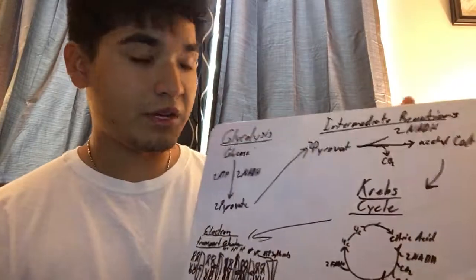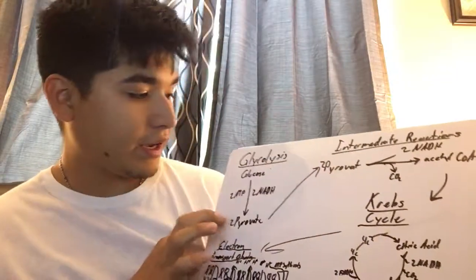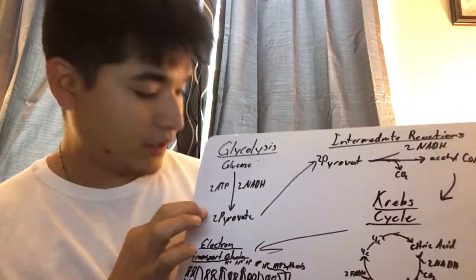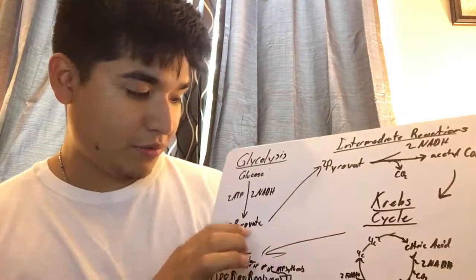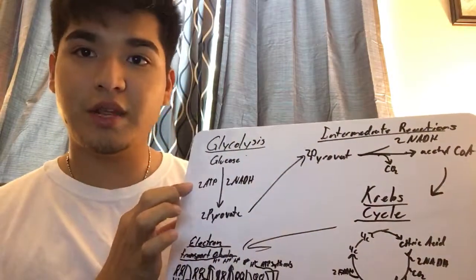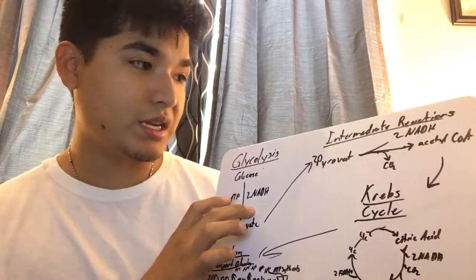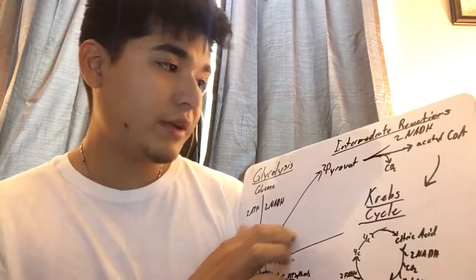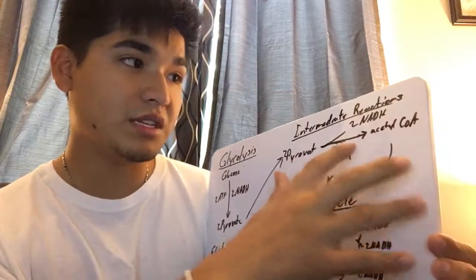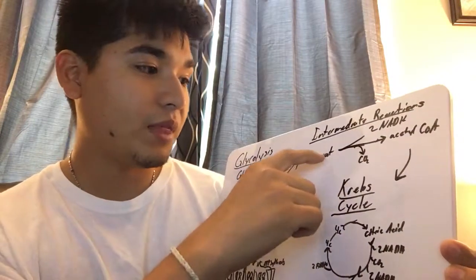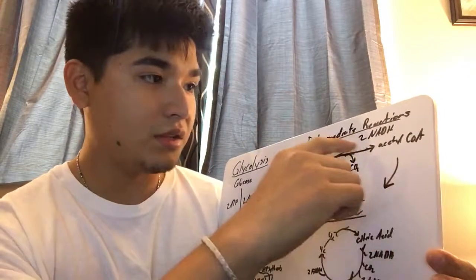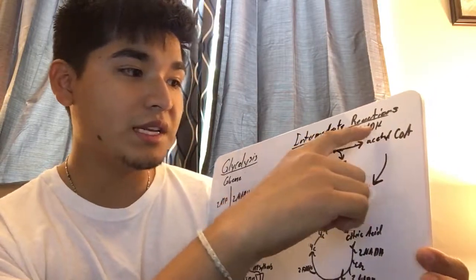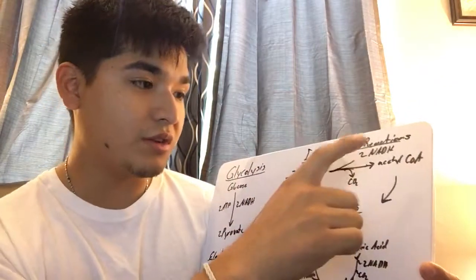In the aerobic, we're going to start off in the glycolysis cycle. In the glycolysis cycle, we will have glucose, and we will produce 2 pyruvates. In the process of that, we produce 2 ATP and 2 NADH. We will then take those 2 pyruvates, go into the intermediate reactions, and then we will make acetyl CoA. And in the process of doing so, we make 2 NADH and 2 CO2.